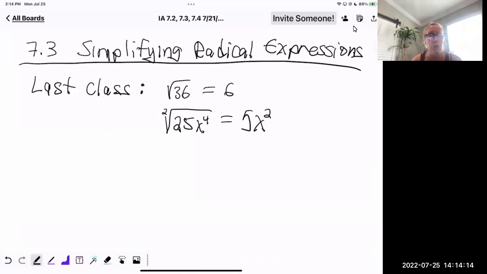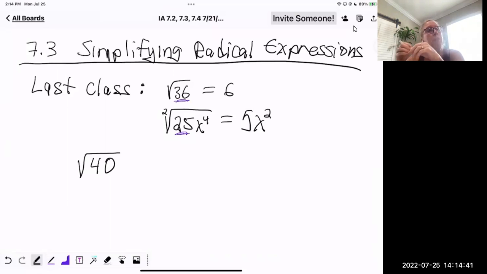But what do you do if I give you something like this? Square root of 40. Notice that 36 and 25 are perfect squares. 40 is not a perfect square. How do you simplify the square root of 40? Well, you have to find a factor that is a perfect square inside of 40. So think of things that multiply to be 40.